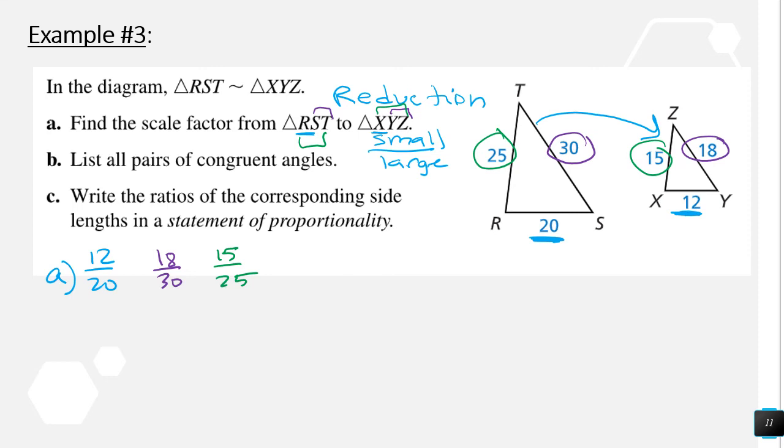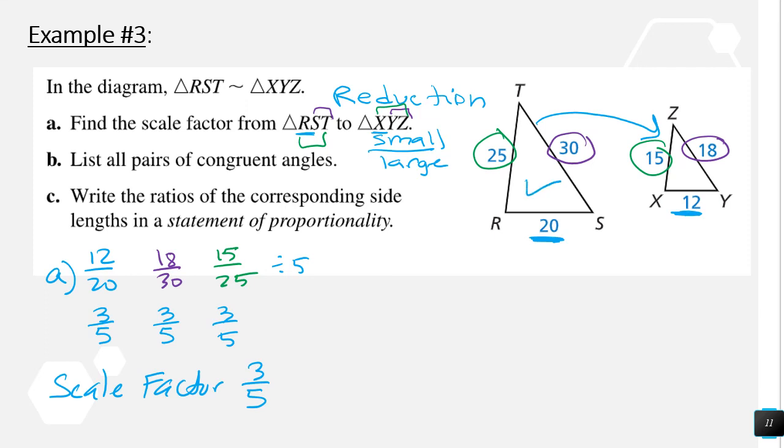All right, welcome back to us. If you divided both of these by 4, you ended up with 3 over 5. Divided both of these by 6, you ended up with 3 over 5. And divided both of these by 5, you ended up with 3 over 5. So I think it is safe to say that our scale factor is going to be 3 over 5. Which shows a reduction. So if you started with the figure on the left here and went to the figure on the right here, you're actually reducing this in size.